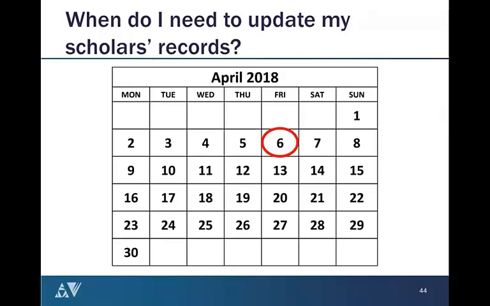But again, as a reminder, by April 6th, all of the currently enrolled scholars and those who have graduated or exited since the last update need to be included. Make sure by April 6th you don't have any pending scholars, as scholars cannot be left in a pending status for more than 30 days. All non-compliant grantees, as we discussed earlier, will be reported to OSEP and the project officers.